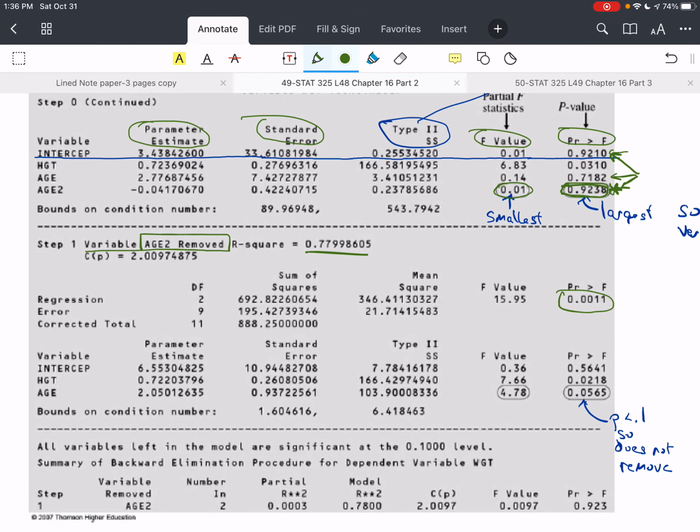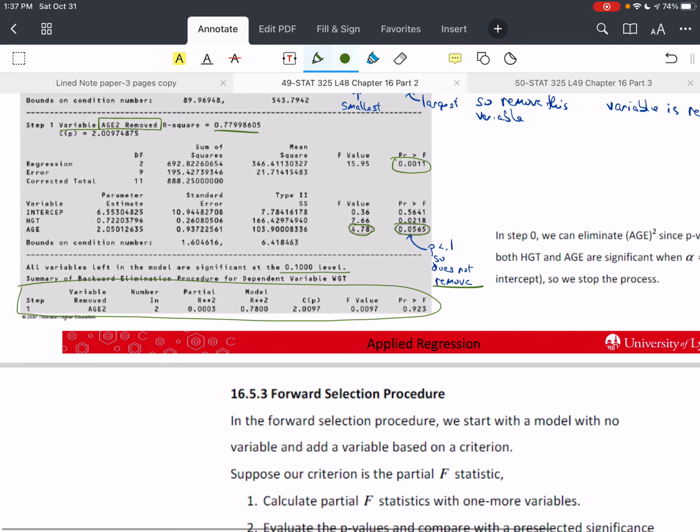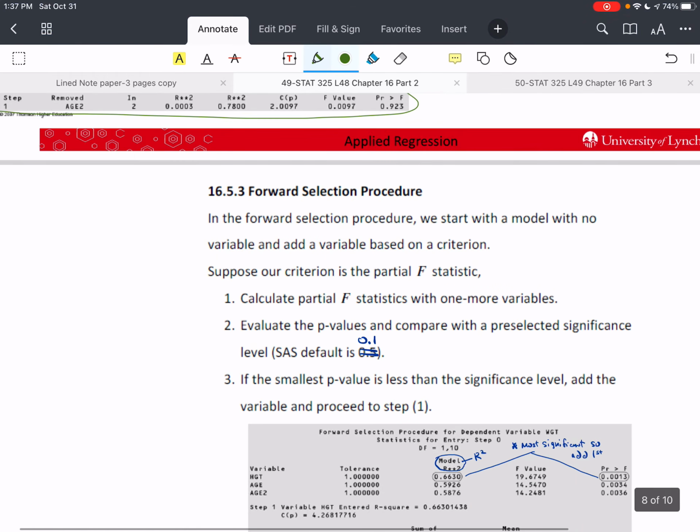Now we look at age, and it's the smallest f value and the largest p-value, besides the intercept, but it's not greater than 0.1. It's less than 0.1, so we do not remove it. Okay? So it says that all variables left in the model are significant at the 0.1000 level. And so here is a summary of your backward selection steps. Now, R doesn't do this quite as nicely, but again, R is free and SAS is very expensive, so we'll dig through the data a little bit and make it look nice on our own.